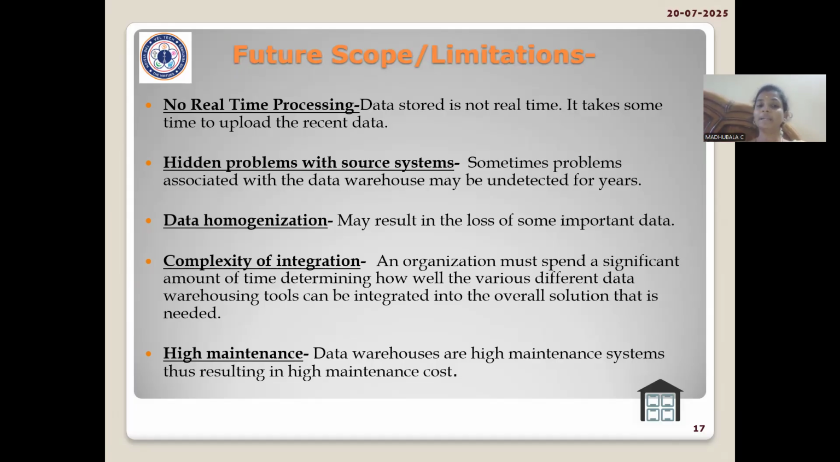The next one is hidden problems with source systems. Sometimes the problems associated with the data warehouse may be undetected for years. And then data homogenization, which means it may result in a loss of some important data.